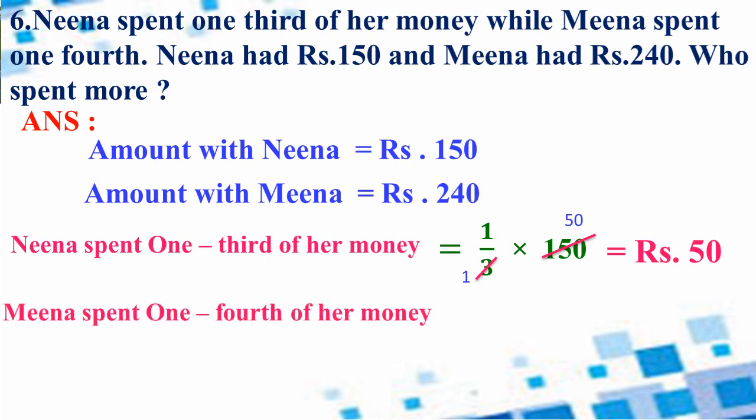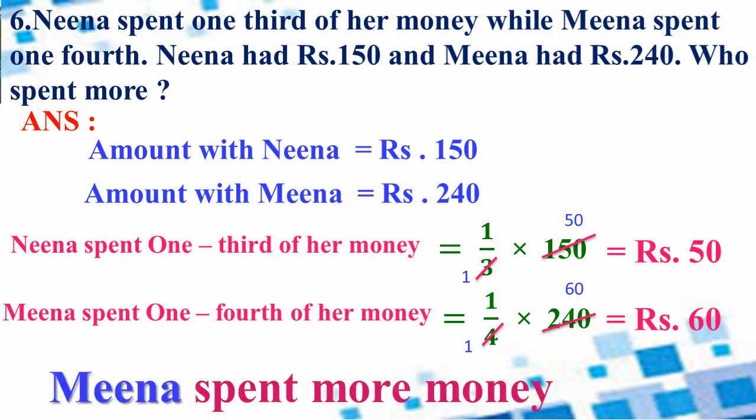Next, Meena spent 1/4 of her money. So that is 1 by 4 of 240. Here we multiply 1 by 4 and 240. Here 1 4s are 4, 60 4s are 240. So let us multiply 1 and 60. We get rupees 60. So here we can clearly see Meena spent more money.